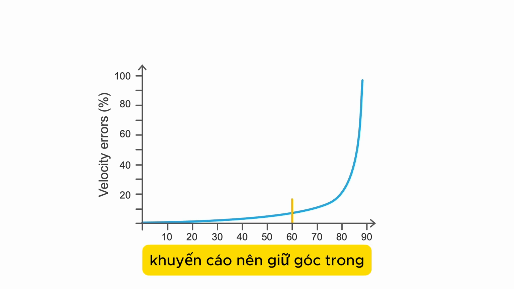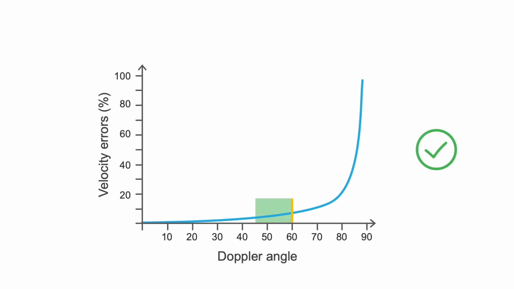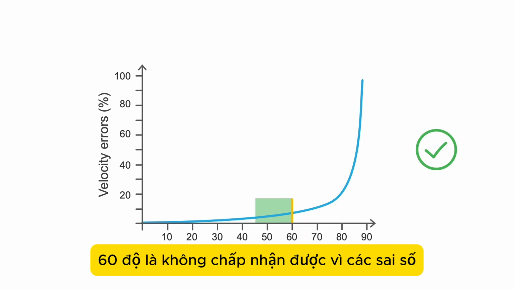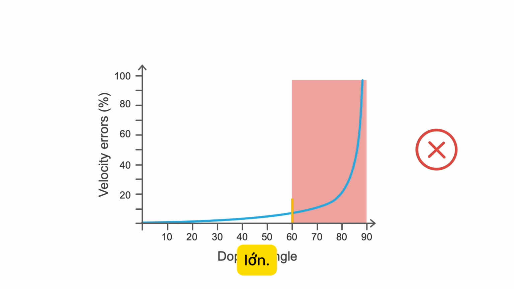However, when this isn't possible, it is recommended that the angle is kept between 45 and 60 degrees to ensure that any errors due to the angle are kept small and consistent. Using an angle of greater than 60 degrees isn't acceptable, as the errors in the velocity calculations will be too large.